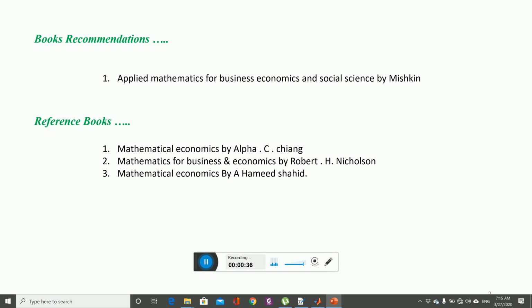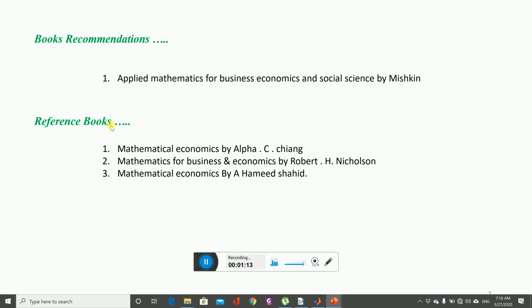Before starting the course properly, let me discuss some related study materials for the course business math. The book recommendations are as given. The first one is Applied Mathematics for Business, Economics and Social Science, written by Mishkin. This is a very rich book. It will not only help students in mathematics, but it can help students in basic statistics concepts as well as financial accounting. That is why the student has to purchase this book.